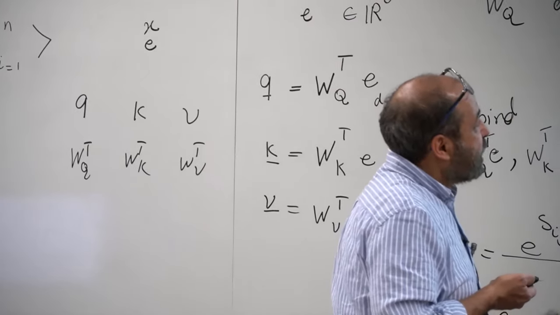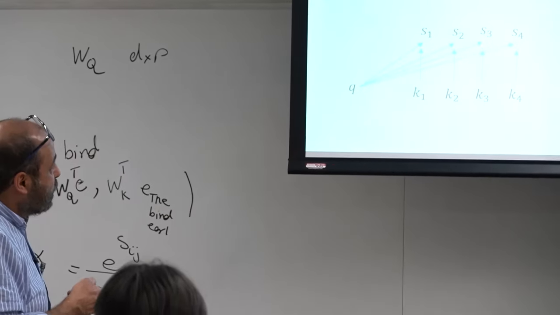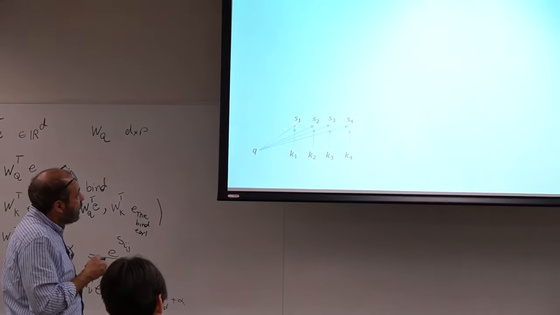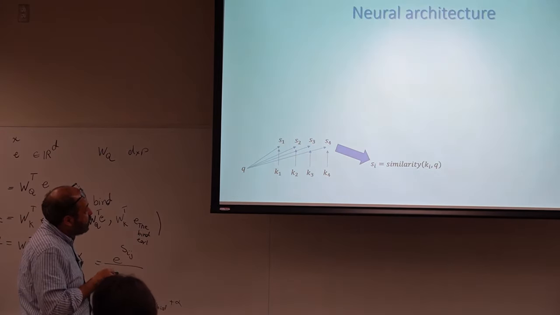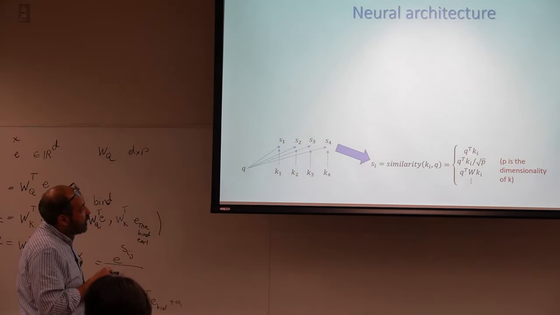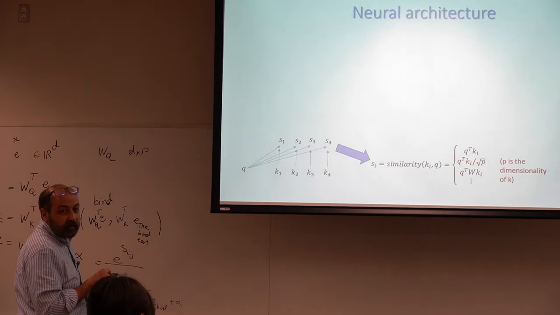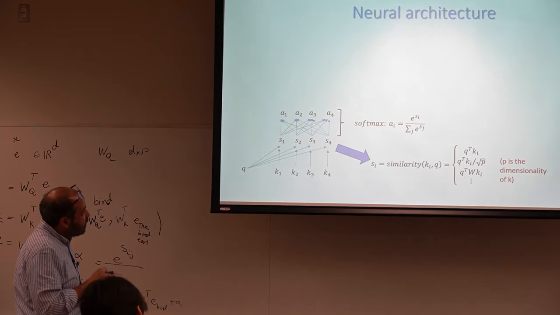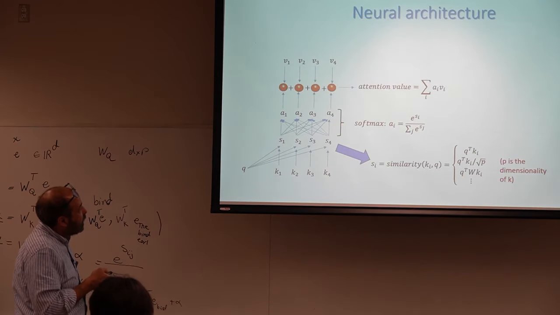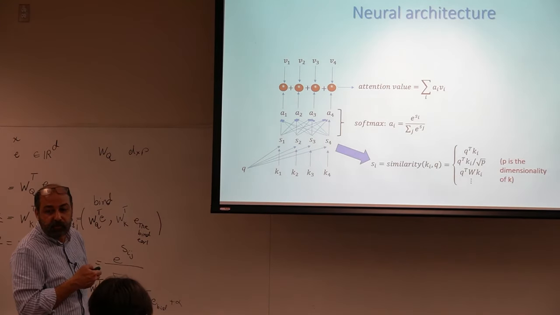So this is an illustration of the process. You have a query and you have some keys. You compute similarities between the query and all of the keys. This similarity could be different things. The common one is the dot product or normalized dot product. It doesn't matter. Then you compute the softmax of the similarity, which gives you the coefficients. And with these coefficients you make a weighted sum of the values, which gives you the new values.